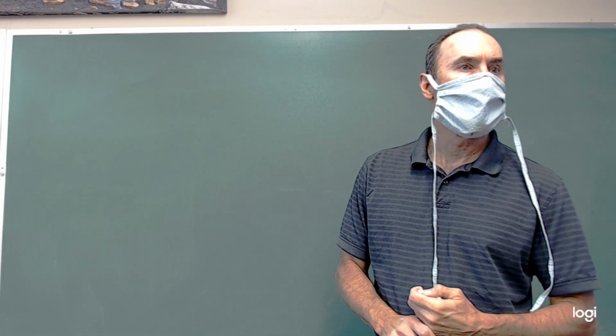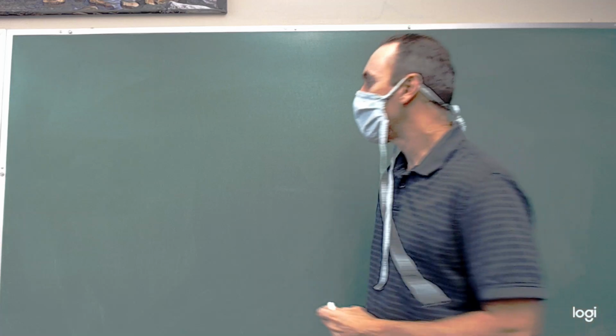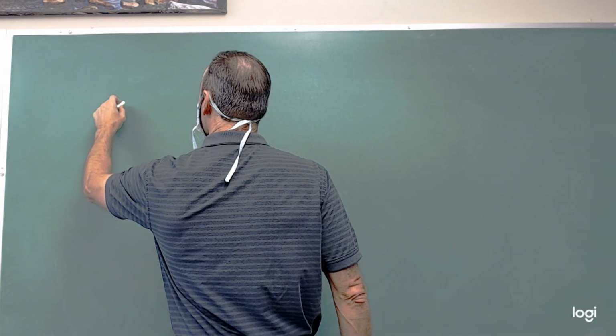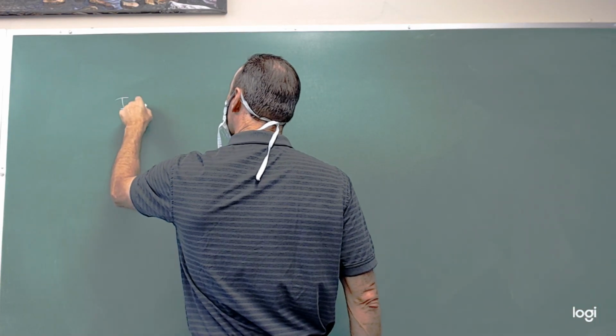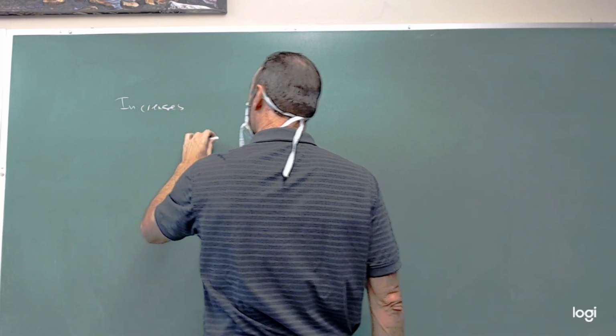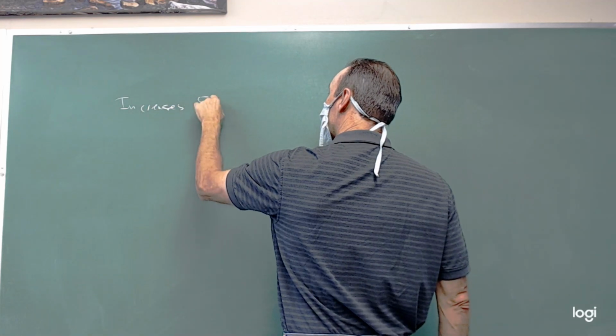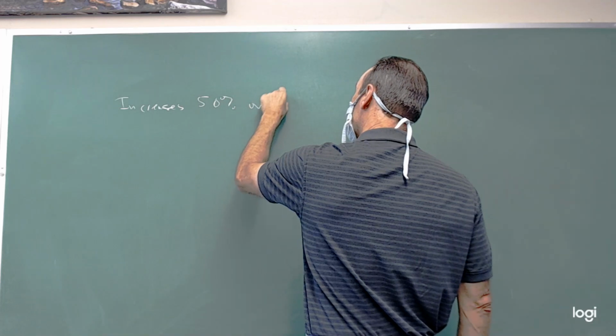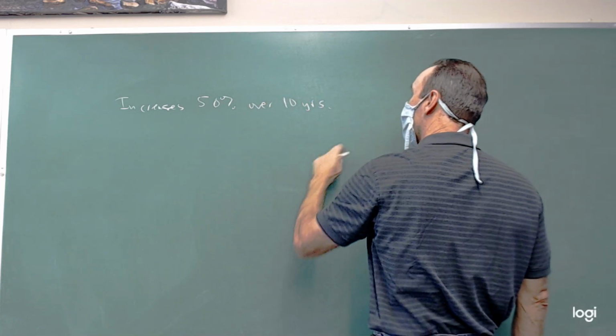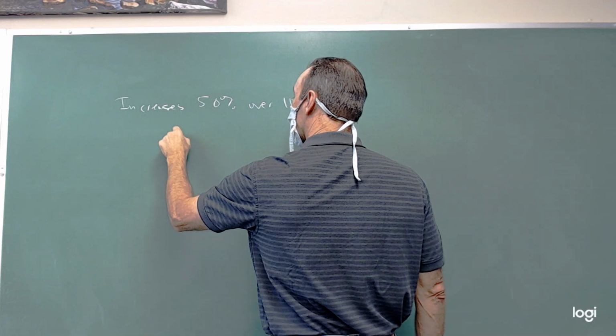Number 24, so investment increases by 50% over a decade, by what effective annual rate does it increase? Okay. So we have an investment that's going to increase by 50% over 10 years. And we want the effective annual yield, annual rate.